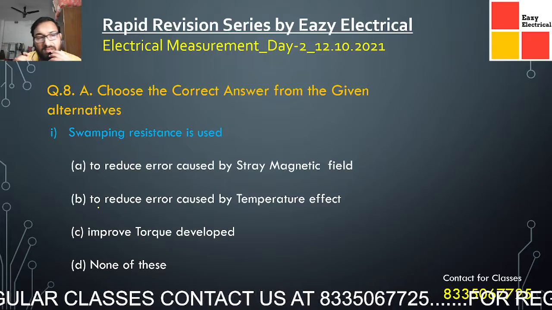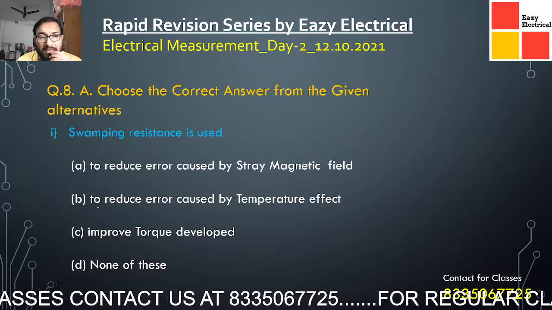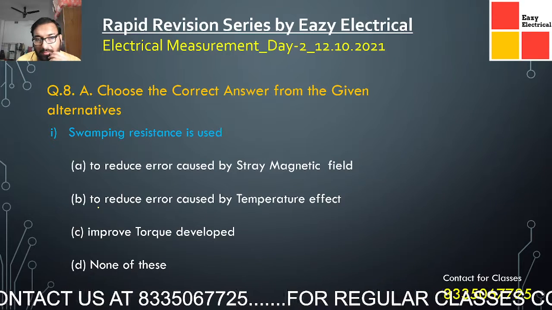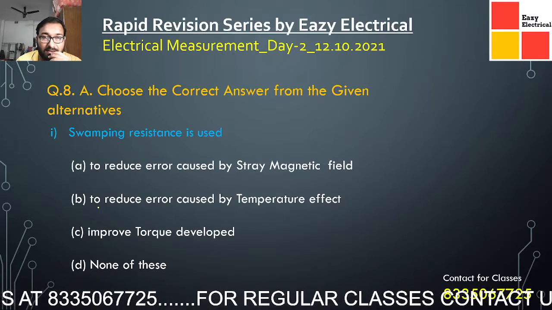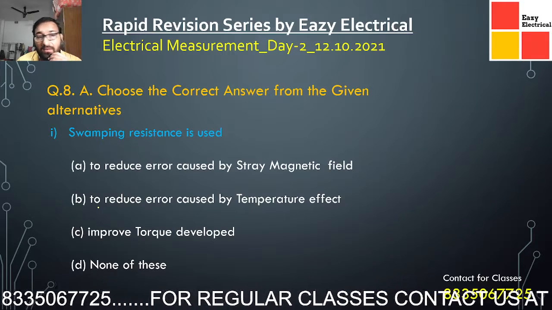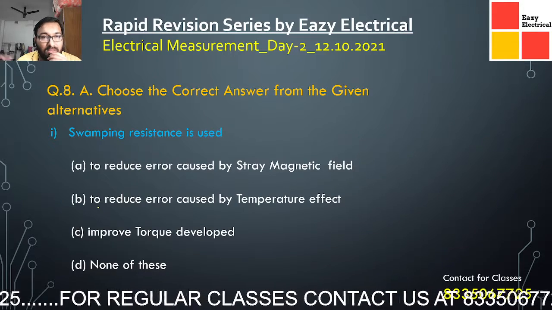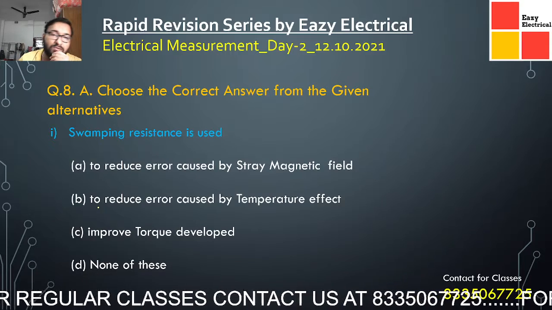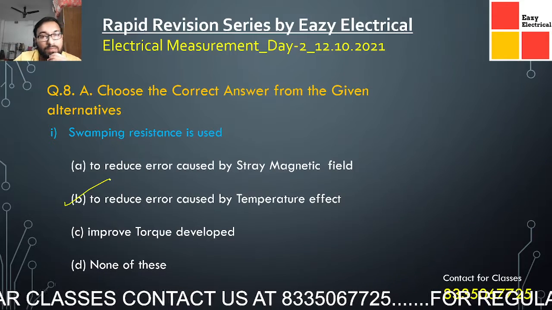Now, swamping resistance is used to reduce the error caused by the magnetic field, to reduce the error caused by the temperature effect, or to reduce the torque. Basically, swamping resistance is used so that the effects of temperature variations are reduced. Whenever there is a temperature variation outside the system, that influences the result itself. That's why we use swamping resistance to reduce the temperature effect.